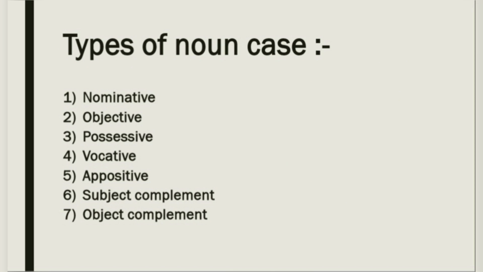Types of noun case, we will discuss each of them in detail. The first one is nominative, second objective, third possessive, fourth vocative, fifth appositive, sixth subject complement, seventh object complement. So let us discuss these in detail.